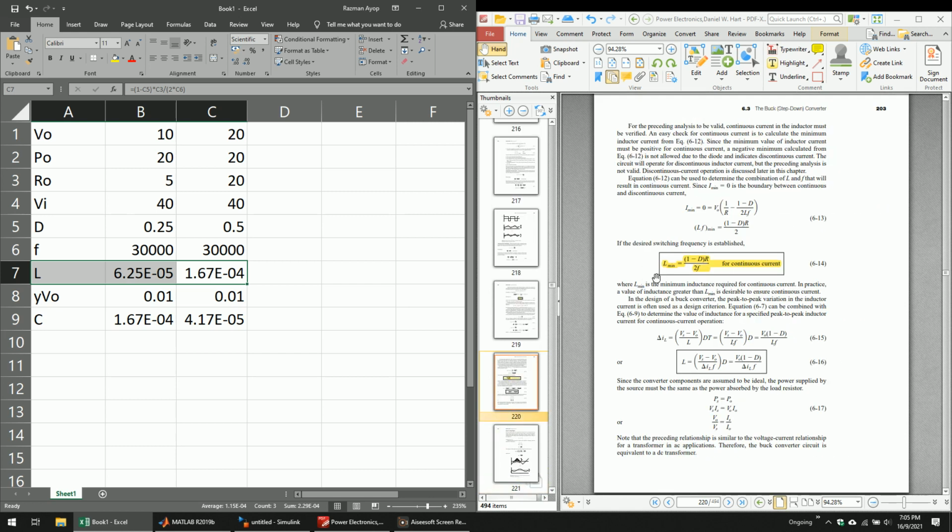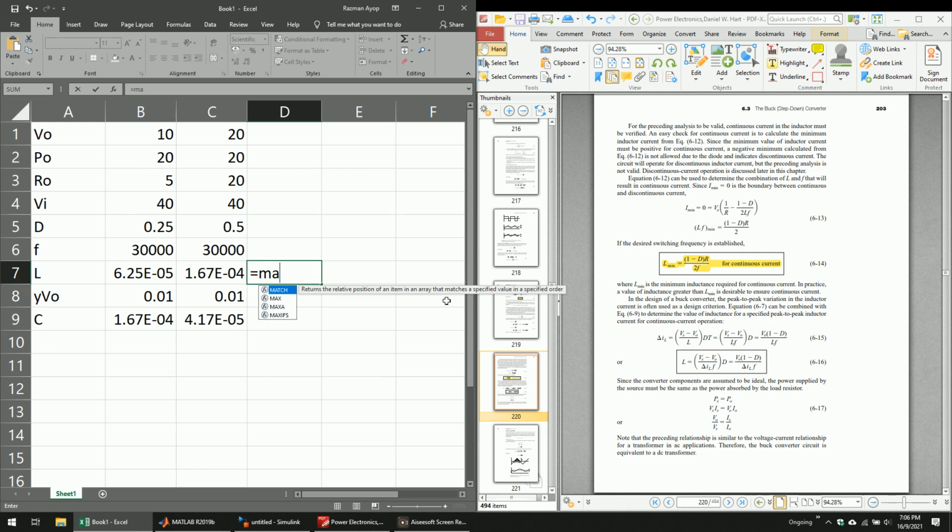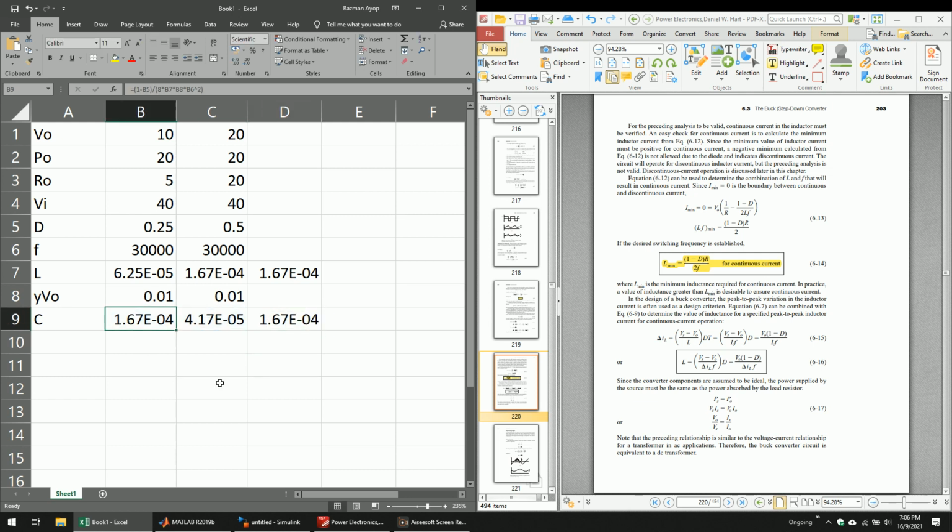This is the minimum. So that means you have 2 minimums. Make sure you choose the largest. So how to do this is just equals to max. You have to choose the maximum value, highlight it, enter. So you can see here it chooses the highest value. Same as here, the C is equals to max. Between these, it will choose the highest value, which is this one.